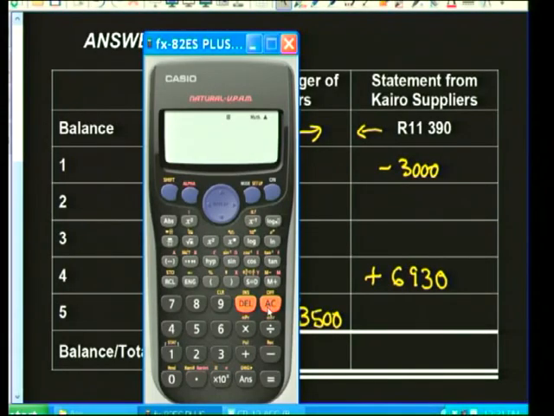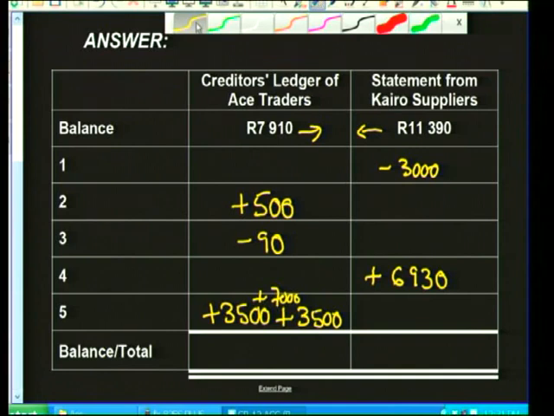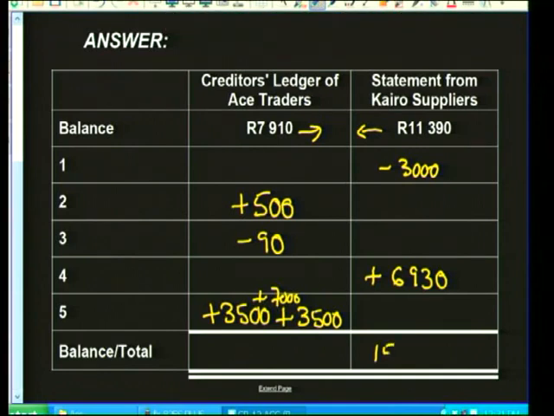Okay, let us now do the final reconciliation. Let's start off here. 11,390 minus 3,000 plus 6,930 is equal to 15,320. 15,320.